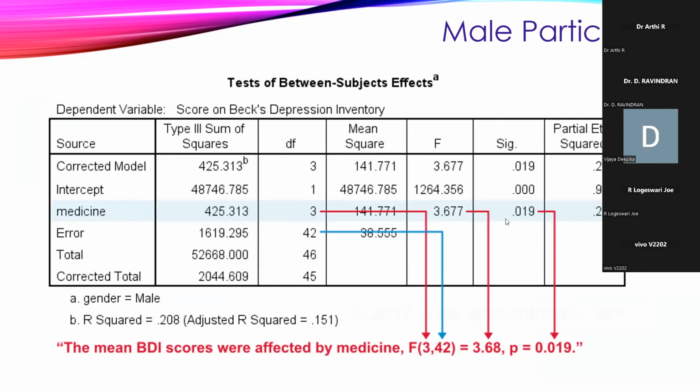Here it shows that your p-value is 0.019 and your degrees of freedom is 3 and error is 42. See how they have written here: the mean BDI score were affected by medicine, F within bracket 3. What is 3? 3 is the degree of freedom of medicine, followed by comma 42, which is the degree of freedom of the error, equal to the F value of medicine, 3.68. And your p-value is 0.019. So this is the way of interpreting.